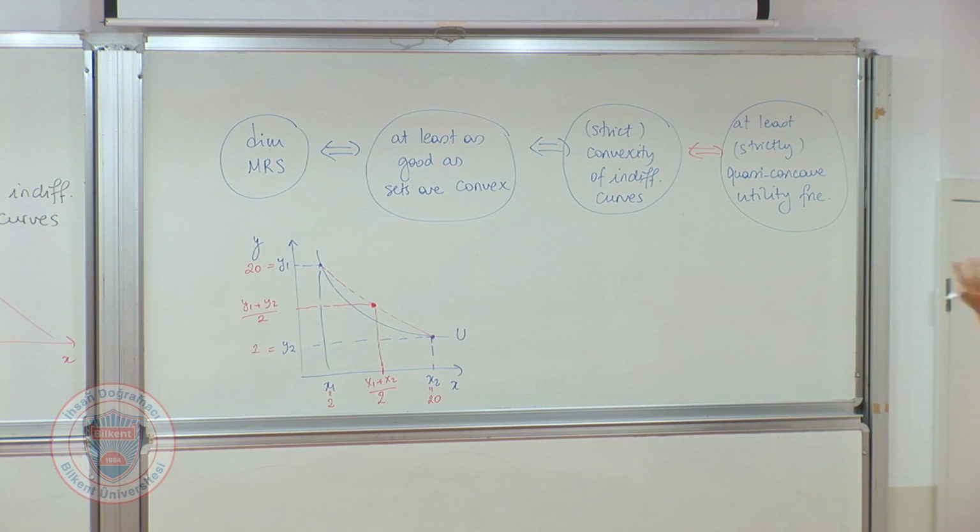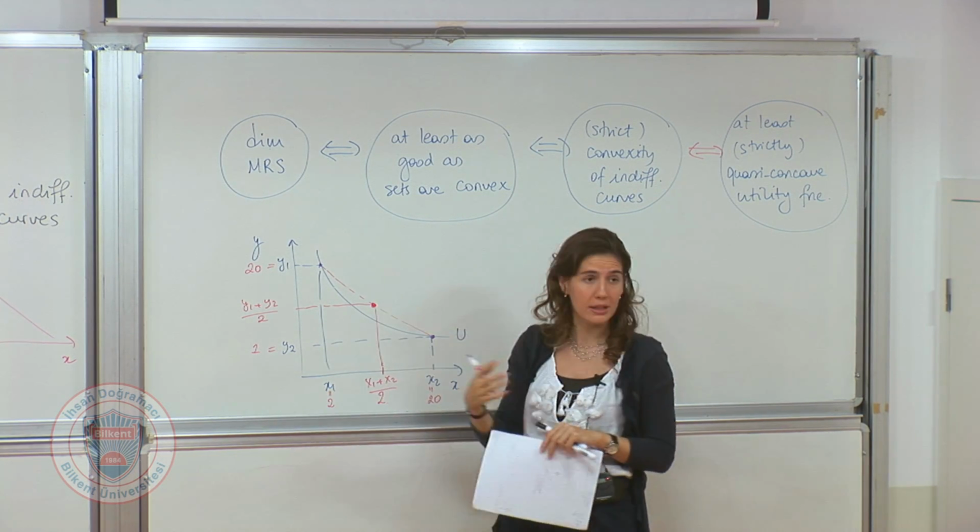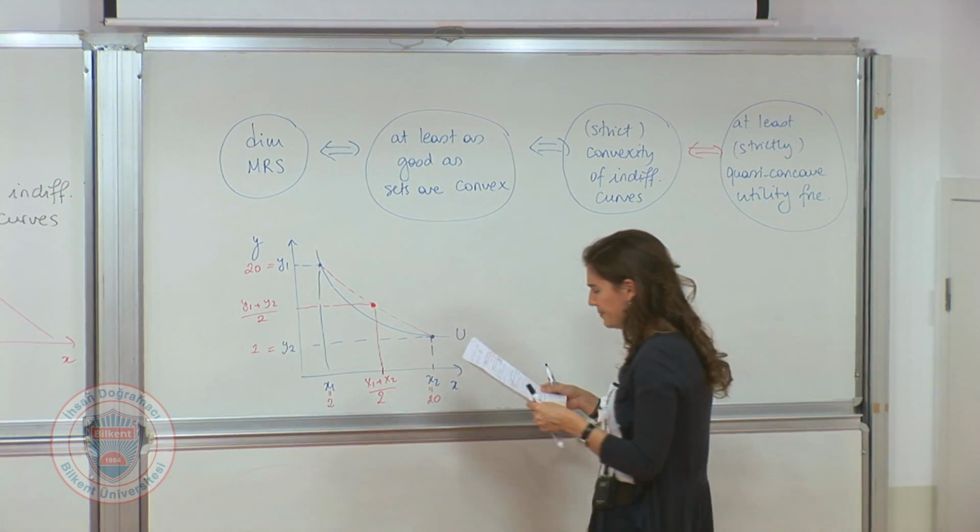Or like 1 glass of Coke. Or what am I going to do with 20 cans of Coke if I only have 1 slice of pizza, right? So basically, you prefer bundles which are actually more balanced, okay? So let me write this down.